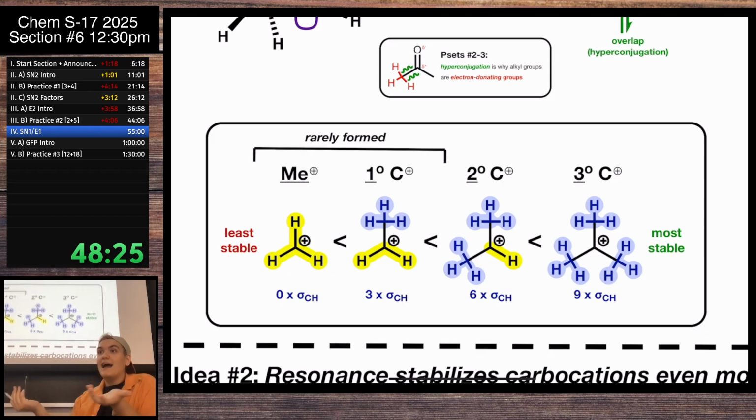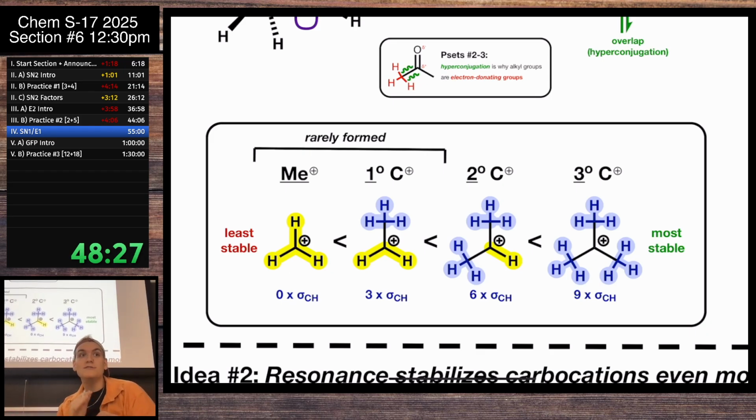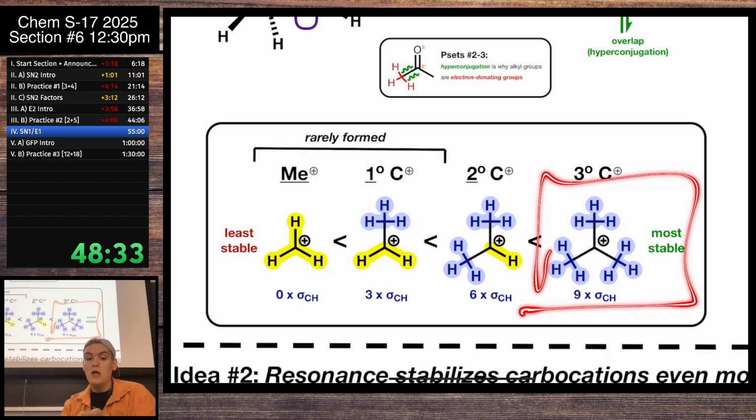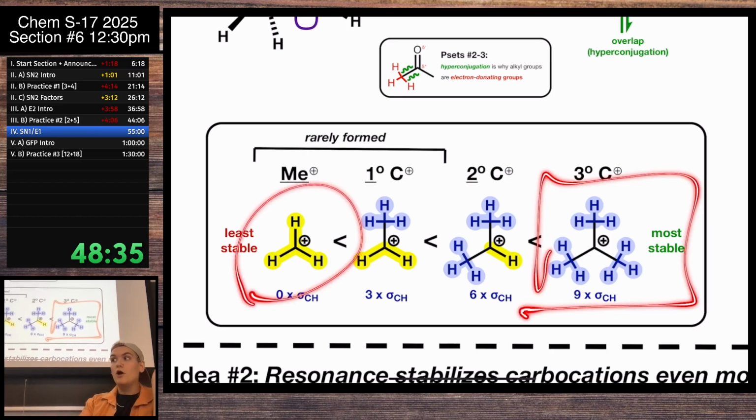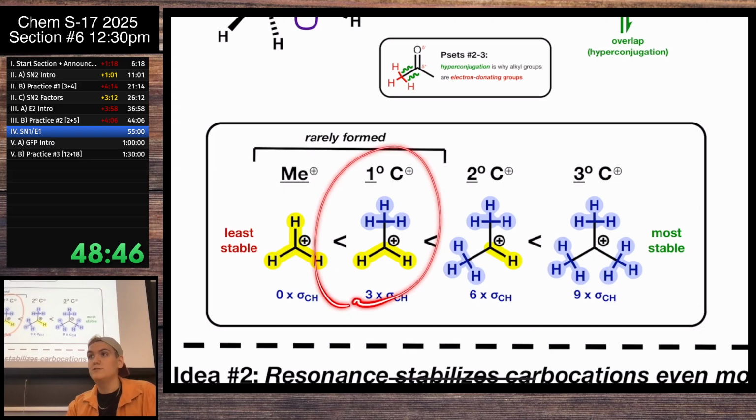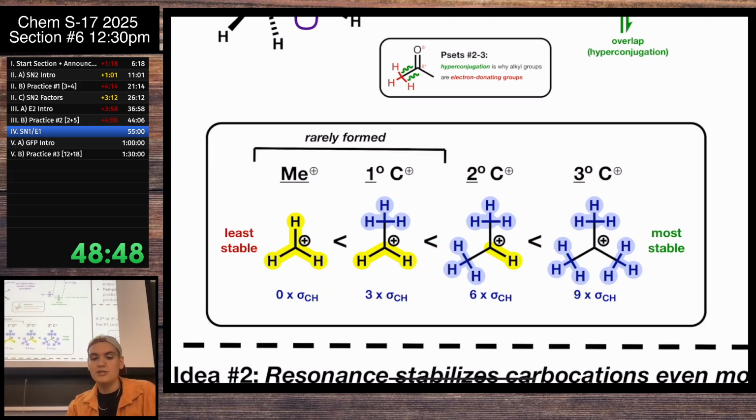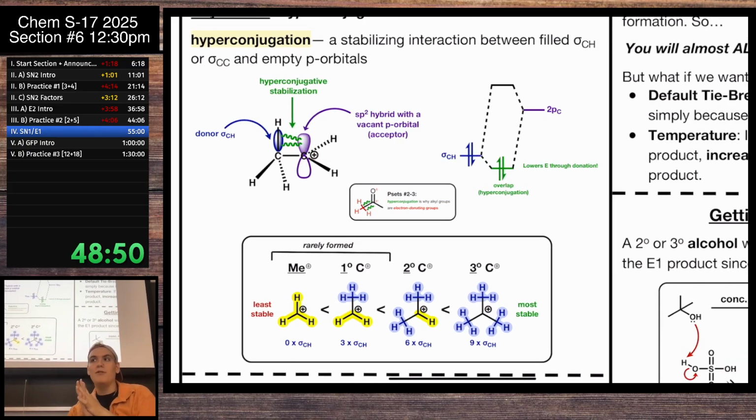And a tertiary carbocation is pretty darn stable. It's reactive, sure, but this thing can exist. You can find it out in the wild. A methyl carbocation, no. That's like what just exploded. That's the energy. No carbocation; tertiary, fine. Primary is also rarely formed. So hyperconjugation is one way that we can stabilize carbocations. Tertiary is going to be a good candidate for carbocation formation.